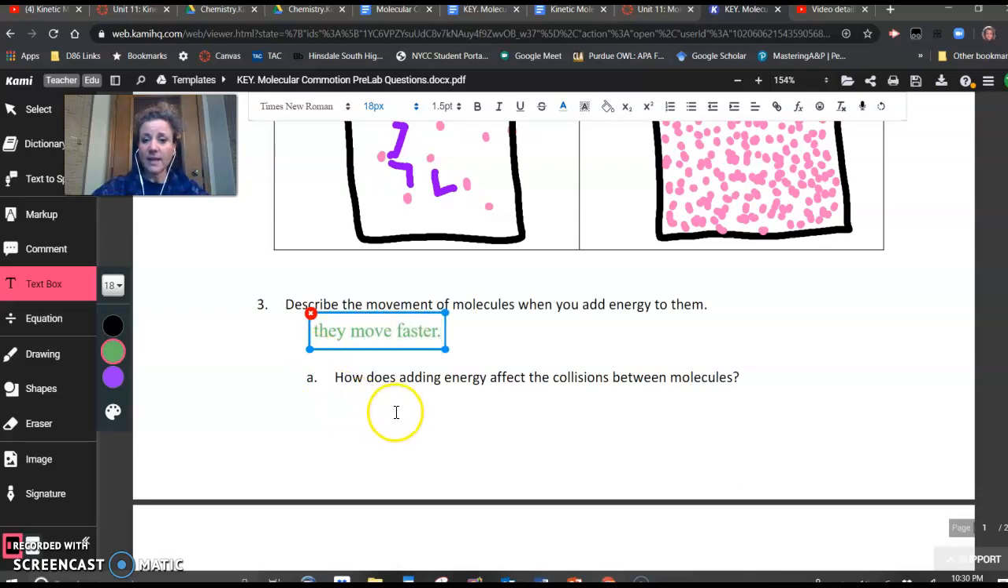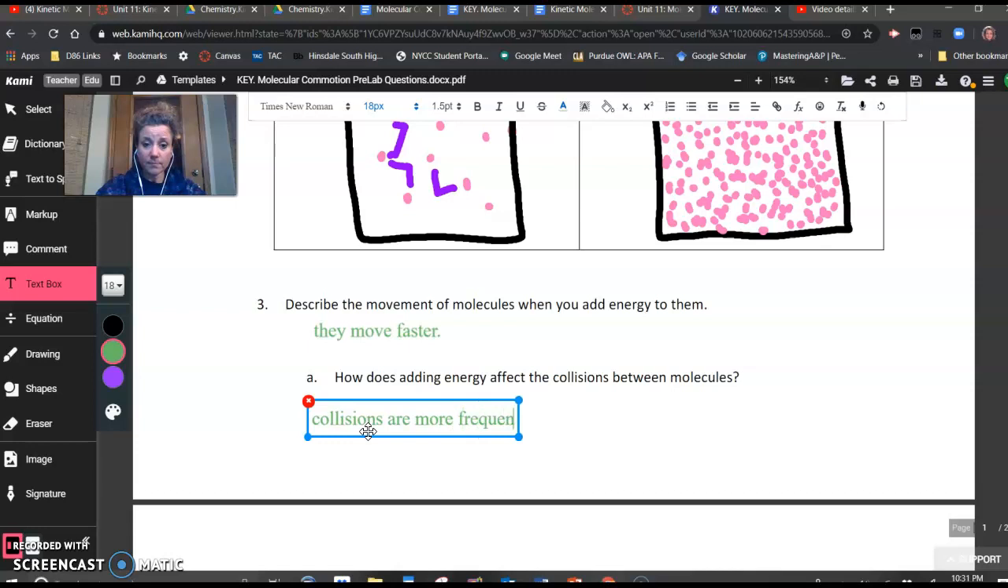And how does adding energy affect collisions between molecules? Well, just like you could describe this child that has eaten all of his Halloween candy at one time is bouncing off the walls. That's exactly it. The molecules are going to collide more often, but also with a lot more strength, with a lot more force. So collisions are more frequent and occur with more force.